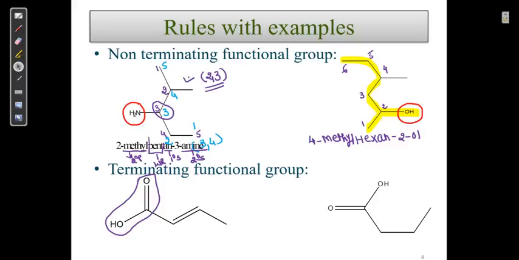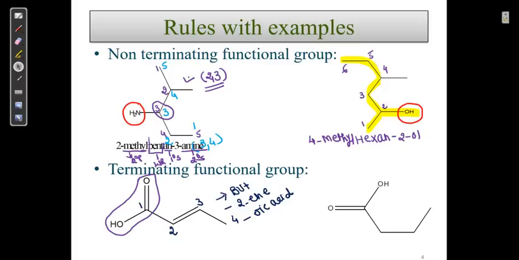Jahan hum khade rehte hain, wahan se line shuru hoti hai. This is 1, 2, 3, 4. So in the case of word root it is but-. Primary suffix is 2-yne. Secondary suffix is oic acid. A terminating functional group is always given priority as the number 1 cabinet minister. So we write, or we do not write, a number.